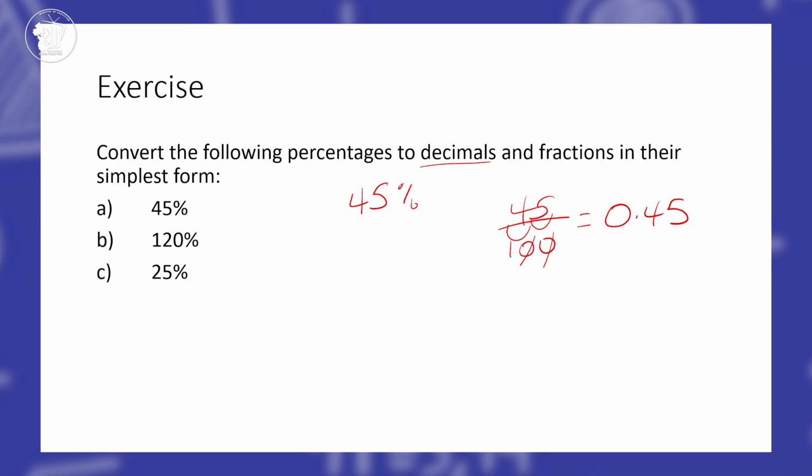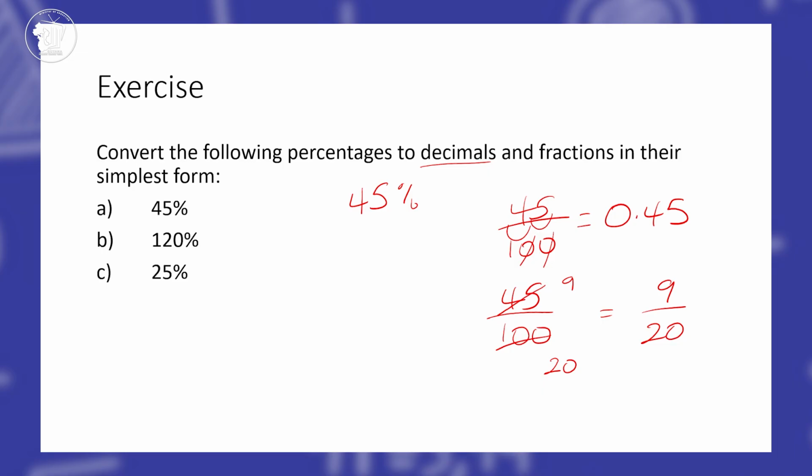Next, we want to convert it to a fraction. So we can simply use the same decimal and we can convert the 45 to a fraction by putting it over 100. So this will be 45 over 100 as we had at the top as well. And we just simplify this to its simplest form. So 45 divided by 5 would give you 9. And 100 divided by 5 would give you 20. So 45 over 100 will be simplified to 9 over 20.